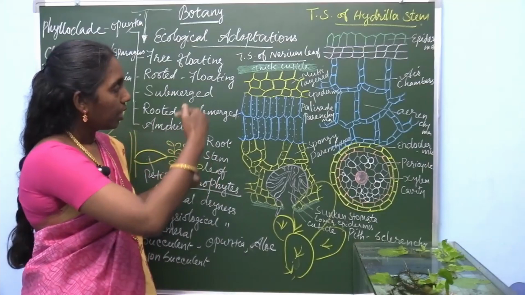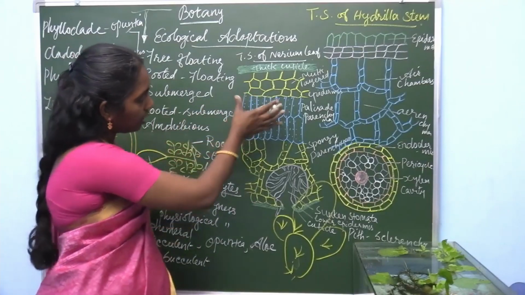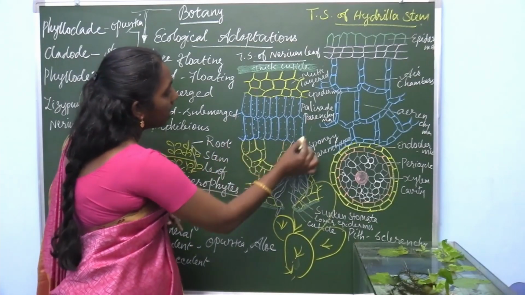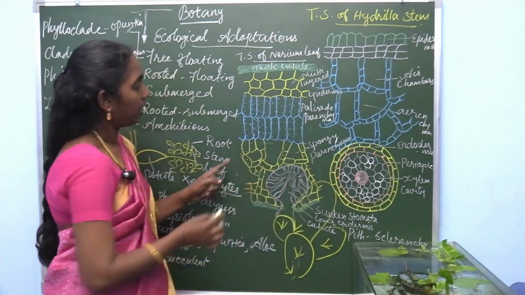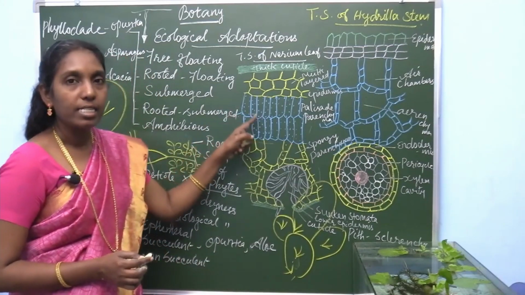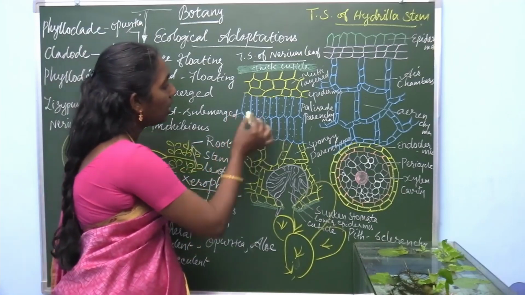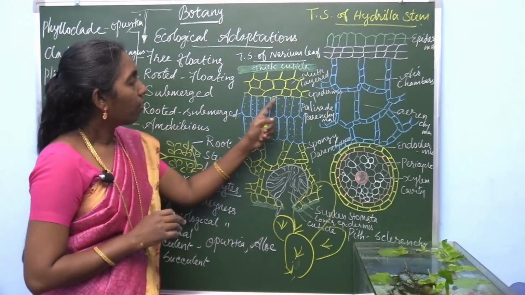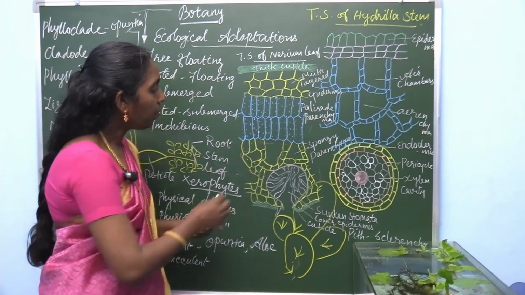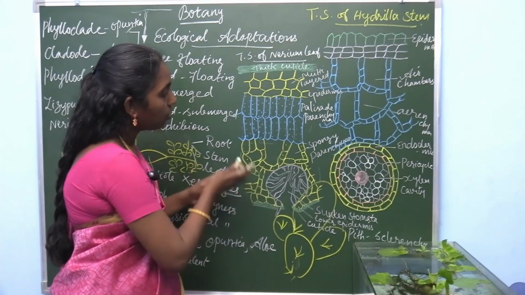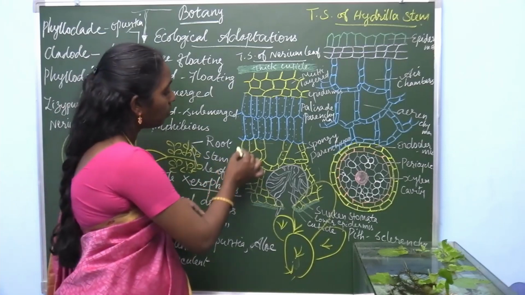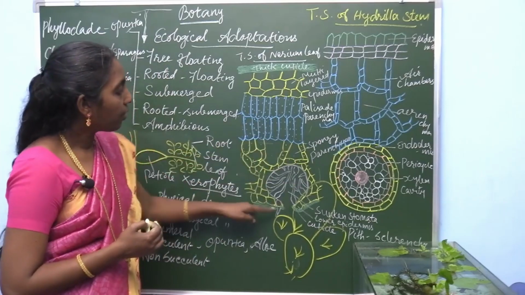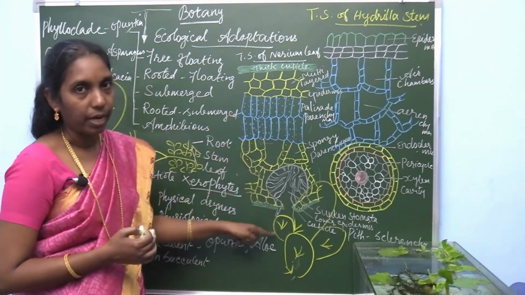In between, the center part is mesophyll. The mesophyll is differentiated into palisade parenchyma and spongy parenchyma. This part is made up of palisade parenchymatous cells. They are elongated or cylindrical cells with a lot of chloroplast. Chlorophyll is present here. Next is the spongy parenchyma, made up of loosely arranged cells. So the mesophyll is differentiated into palisade and spongy parenchyma.